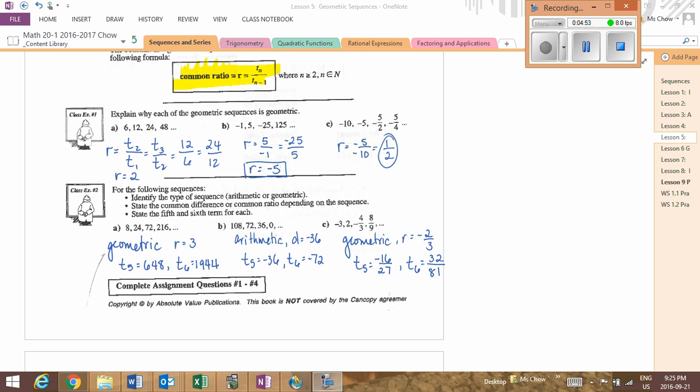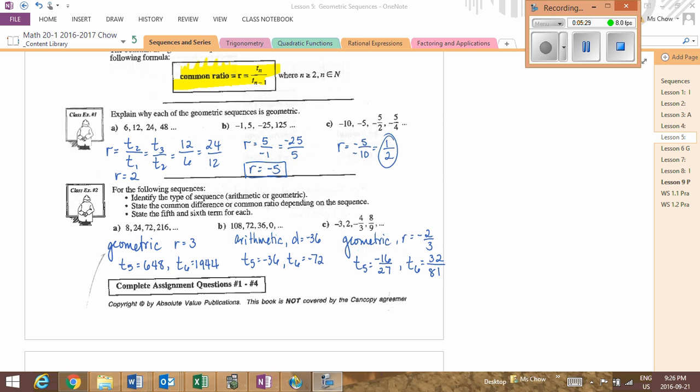Okay, so just take a look at your answers. For A, we should have geometric with a common ratio of 3, because 24 divided by 8 is 3, T2 divided by T1. To find term 5, we're multiplying by the common ratio, so 216 times 3 is 648, times 3 again is 1,944. For part B, it is arithmetic. It's going down by a constant, and that common difference is negative 36. So our term 5 and term 6 are negative 36 and negative 72.